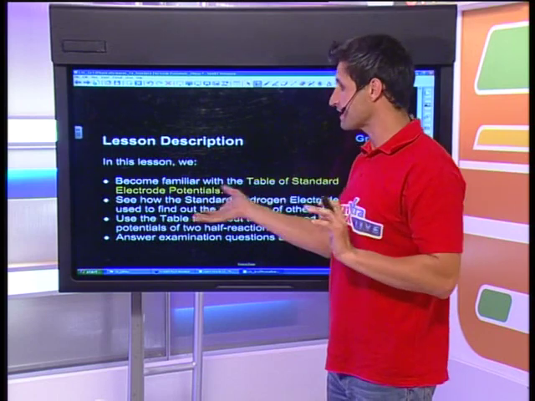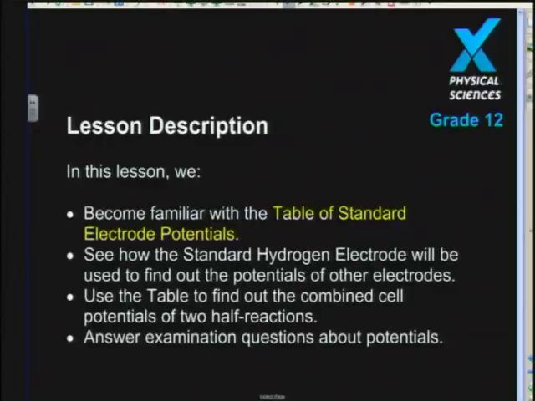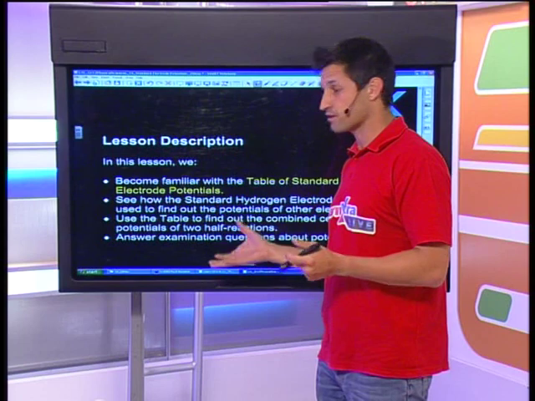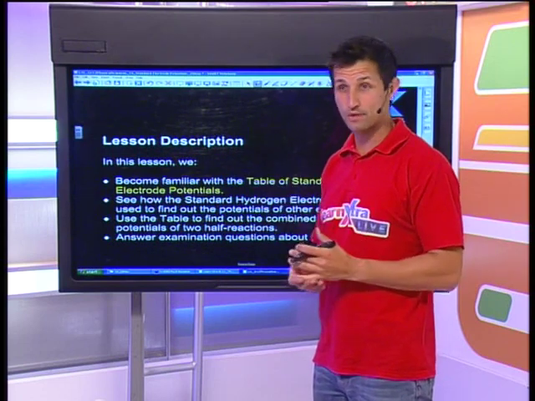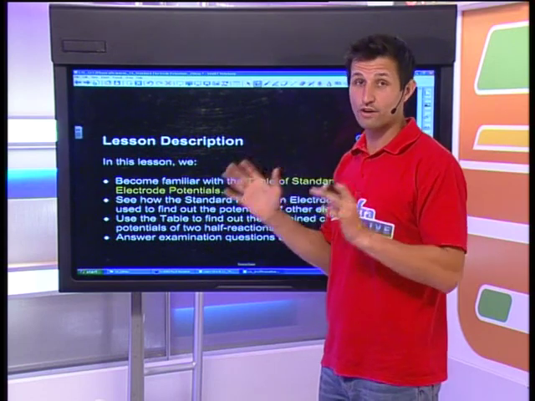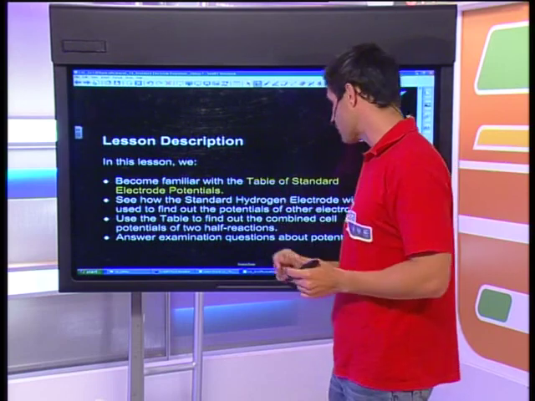Right, standard electrode potentials, before I get all tongue-twisted and excited about this. Okay, now we're going to see how it works. The way that we're going to do all of our experiments today is we're going to start by saying, where is it on the standard potentials table, and how can we figure out what half reactions are happening and how much voltage is going to be produced?